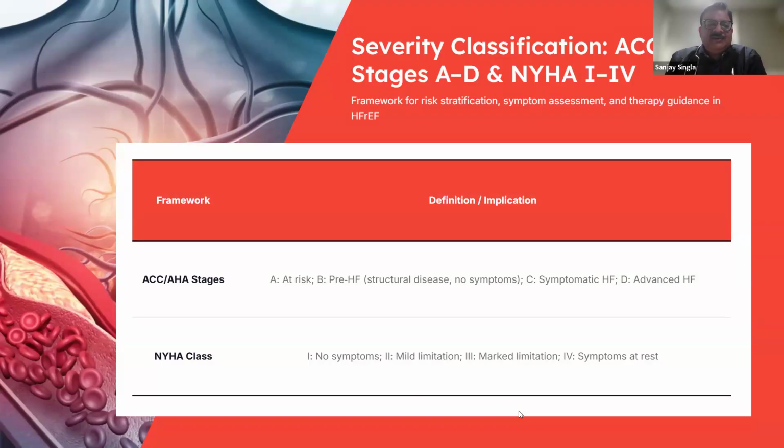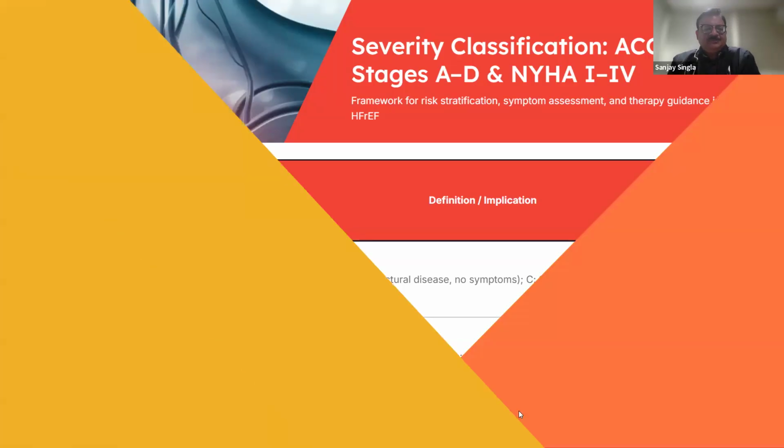If we go by the NYHA classification, no symptoms is class 1. Class 2 is mild limitation. Class 3 is marked limitation. And fourth is symptoms at rest. We should try that the patient always falls back to class 1 or class 2 from class 4 or 3, so that with the help of newer GDMT drugs and other modalities, we can make it happen.